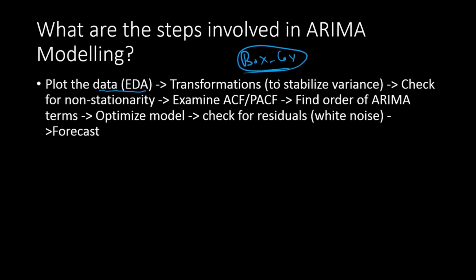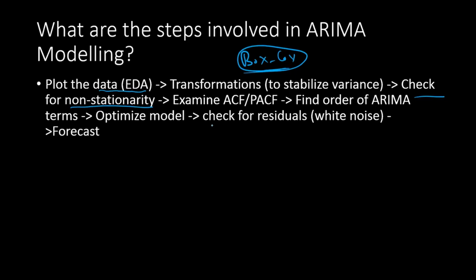So you have to do a deep dive into the data to check whether there are issues with your variance, or it's changing over time, and whether you can stabilize it by Box-Cox transformation or some other transformation. Then you check for stationarity of your data. If it is stationary, that's good. You can go ahead with the next steps of modeling.